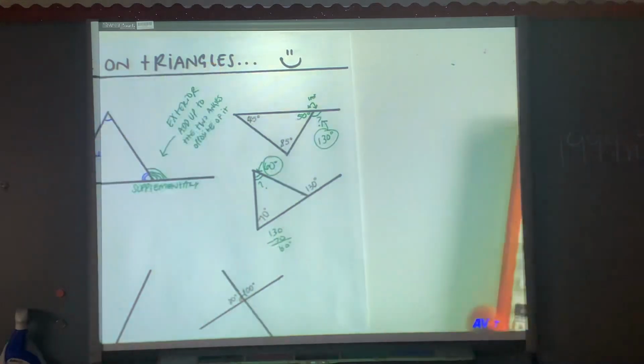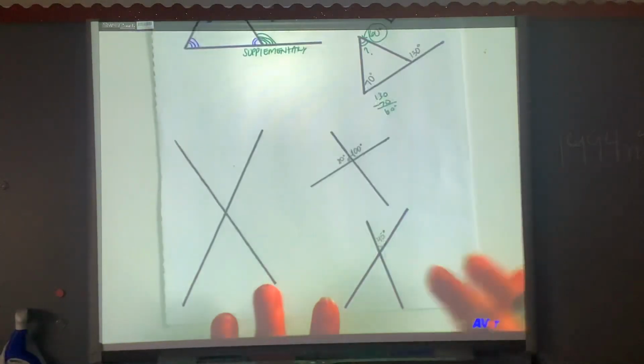All right, so you will come across some exterior angle questions, and now you have a lot of skills on your plate in order to understand how to do this.